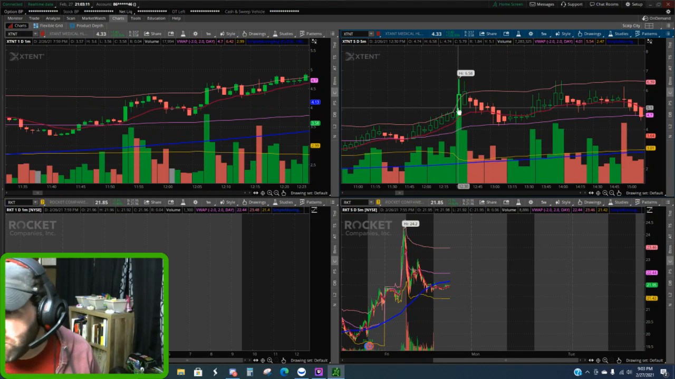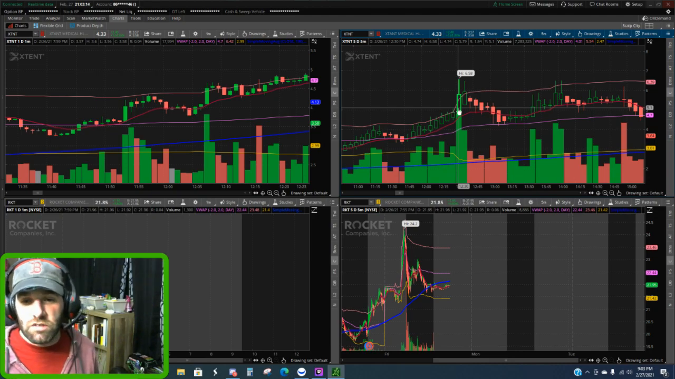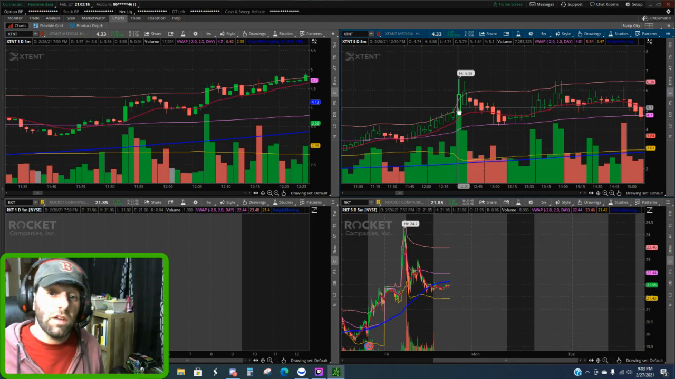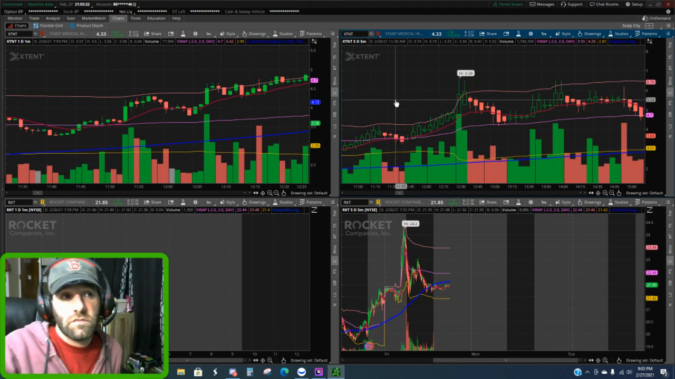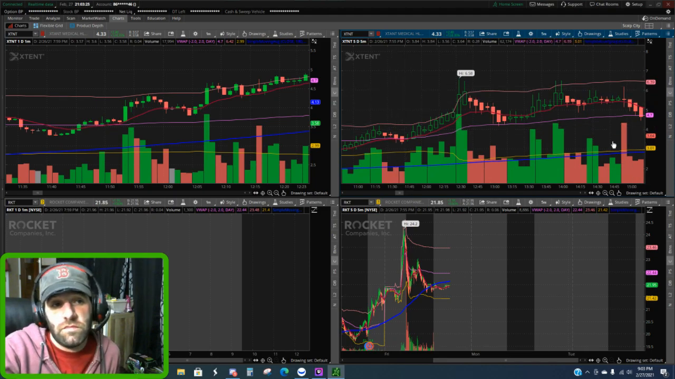Price targets. Don't care about price targets. Care about candles. Now, how do I determine support and resistance? That's different, because those are also price targets. Is that what you want to know? I don't care about price targets. I see a spike like this, I'm out.